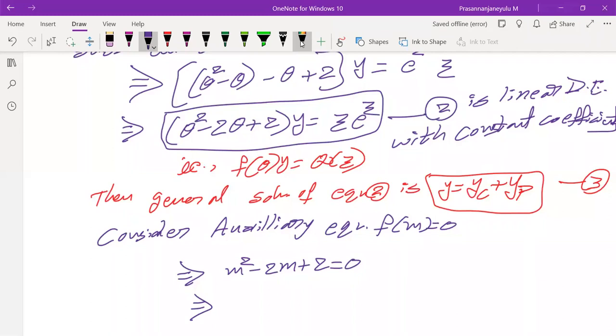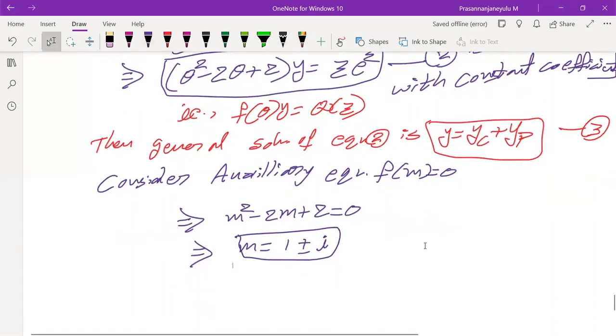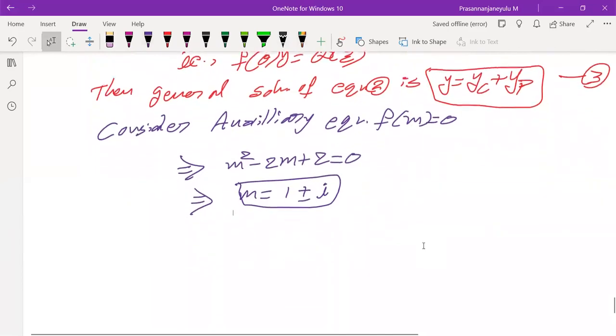I'm using a calculator to make our problem simple. In our calculators, we go for equations, and it is a quadratic equation. The m² coefficient is 1, the m coefficient is minus 2, and the constant term is 2. Then we get the roots m equals 1 ± i. I'm doing this directly using the calculator, but you can write it like this, mentioning in brackets that you used a calculator.